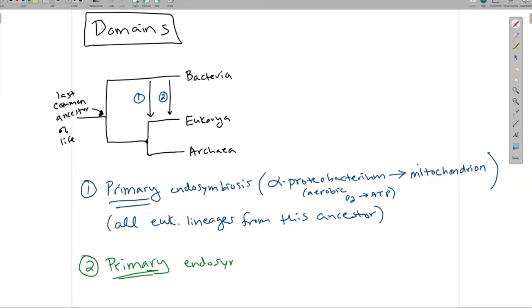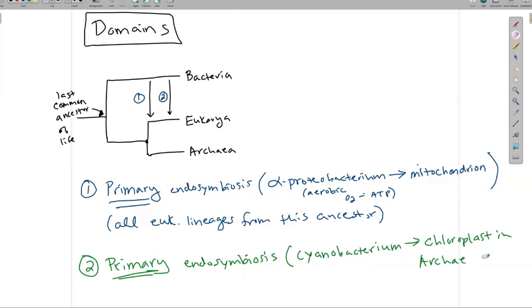Another primary endosymbiosis event is the formation of the chloroplast. That is not from the proteobacterium, but from the one that does photosynthesis, which is called cyanobacteria. So I'll say by a cyanobacterium. And eventually, they become mutually dependent on each other. This is the chloroplast in the archaeplastid lineage, or chloroplast in others, but that's from secondary. So chloroplast in archaeplastida. And I'll show that in a moment.